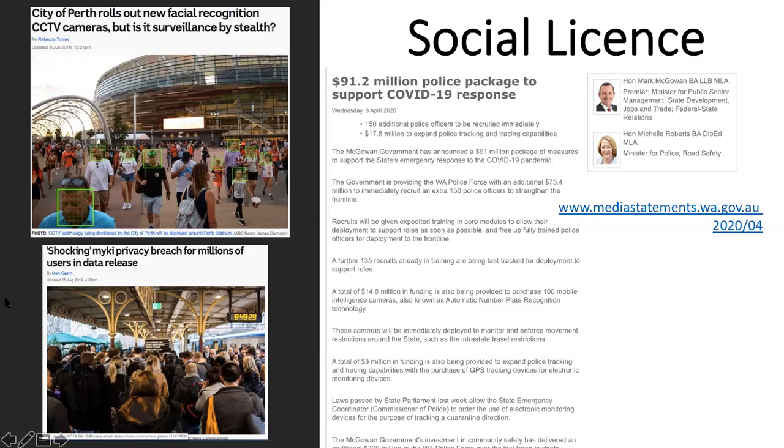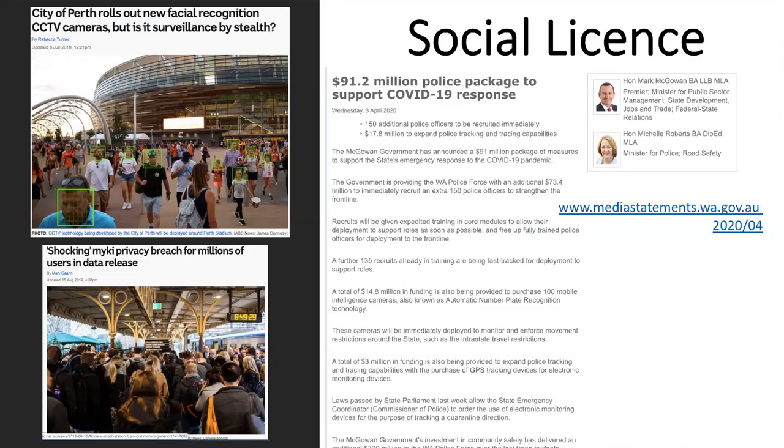But I was very interested to see just on the 8th of April, despite this, so there was a little bit of pullback when there was a lot of public outcry about being traced, but now there's actually much more than that. You may not know, but WA police have been given $3 million to purchase and use GPS tracking devices for electronic monitoring of people, supposedly of people in quarantine. There's also been a huge increase of the number of cameras tracking vehicles. We have drones. Again, large amounts of money have been given to have drones which can fly over and make sure people are social distancing.